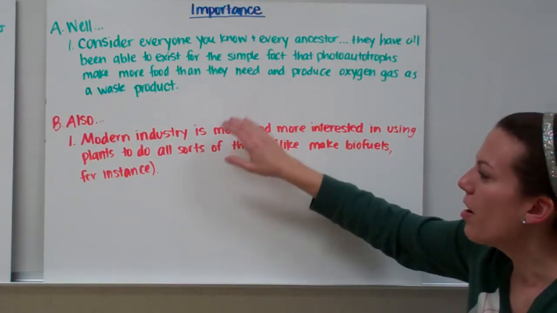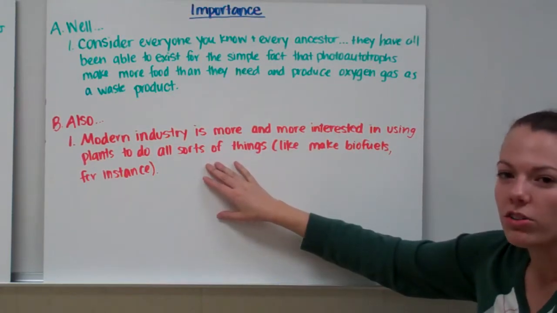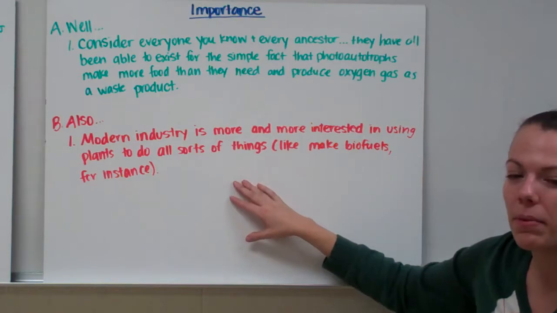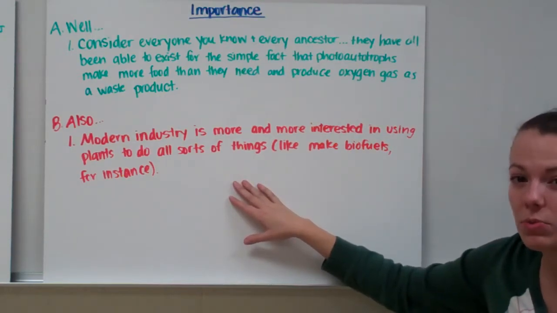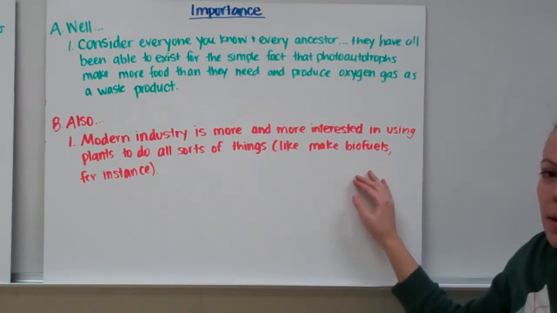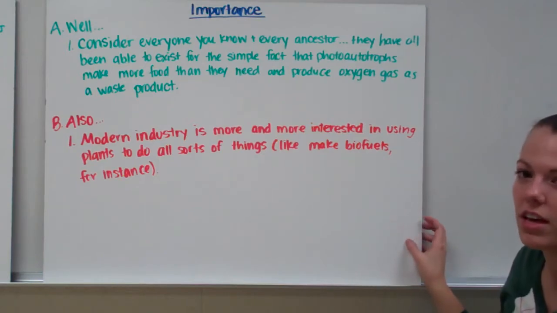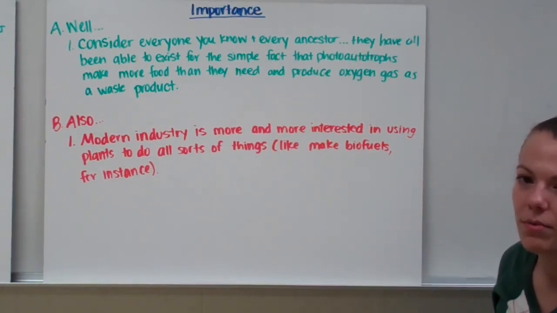Also, modern industry is more and more interested in using plants to do all sorts of different things. We can manipulate plants to produce other things we'd like to use. We can use biotechnology to do that, or we can use plants to make biofuels to help power our cars instead of using fossil fuels and coal and things like that dug up from the ground.